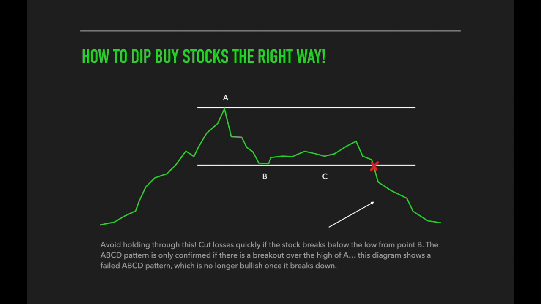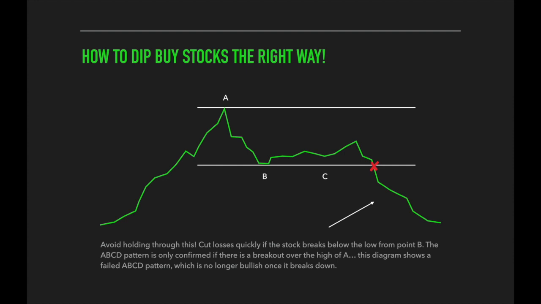So if we take this diagram, for example, you can see that it looks to be a perfect ABCD pattern forming with our first 3 points, the A, B, and the C. So in this case, we would probably look to dip buy the stock at point C, expecting that it goes up and breaks out over the point A and expecting a further move to the upside.